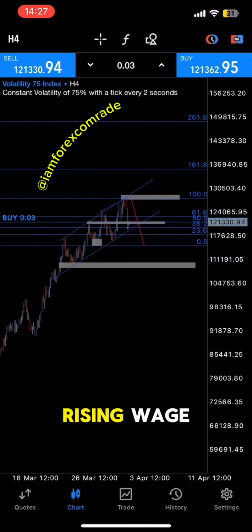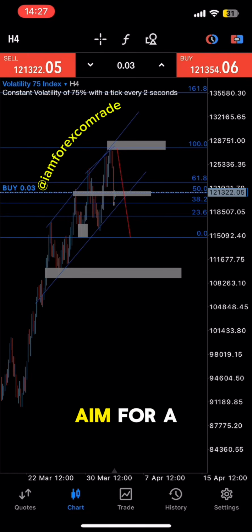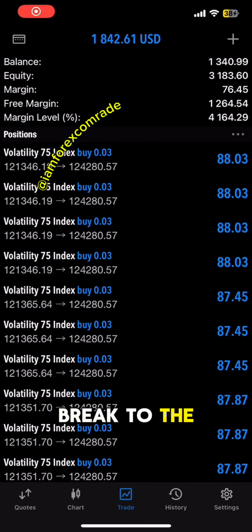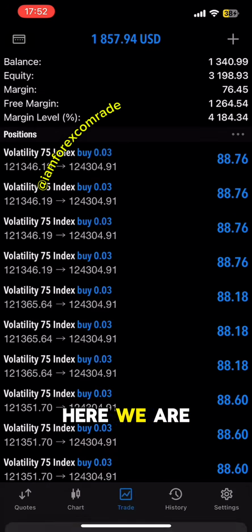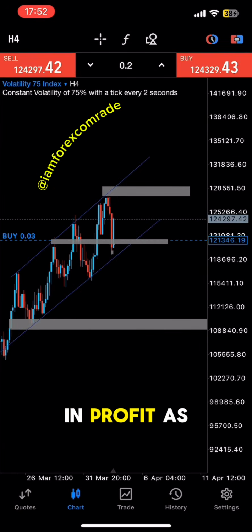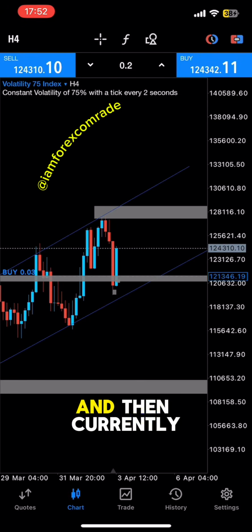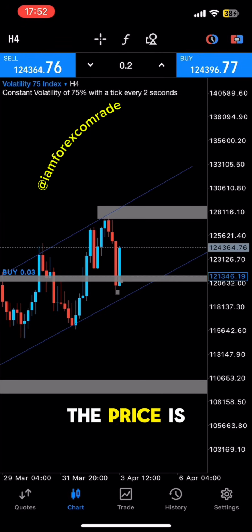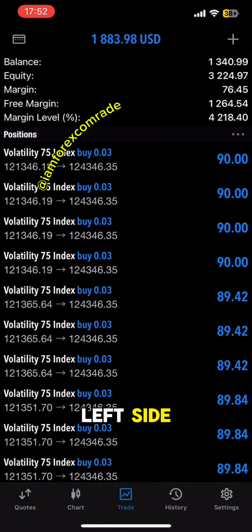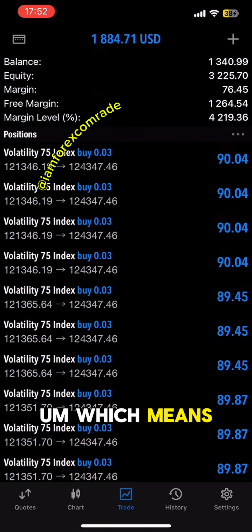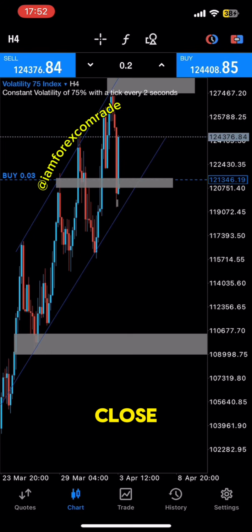Since this is a rising wedge, we have to aim for a sell, since the market is going to break to the downside. And then here we are in profit, as you can see. And then currently the price is at a resistance level. Can you see it from the left side? Which means we have to close.